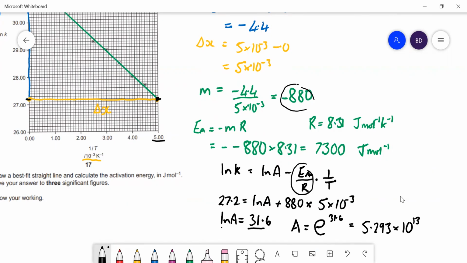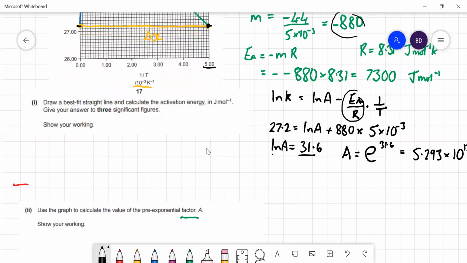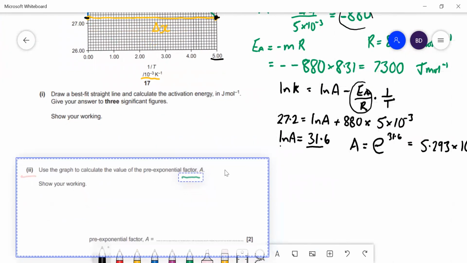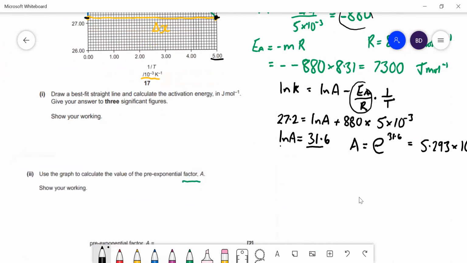And they're fairly generous, because your gradient is always going to be a little bit different from the next person's. As long as you draw a reasonable straight line, and the numbers fit in those boundaries, then you'll get all the marks. Okay, so that is that question. Right, so we found A.